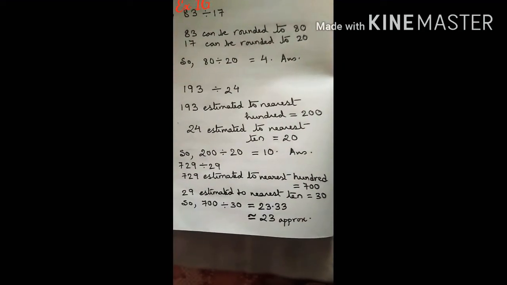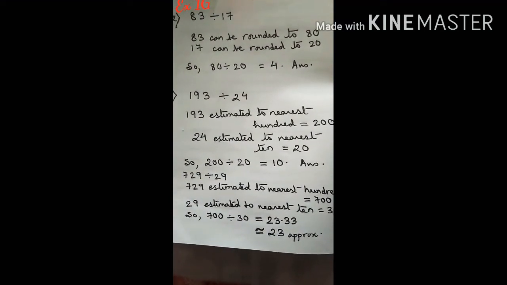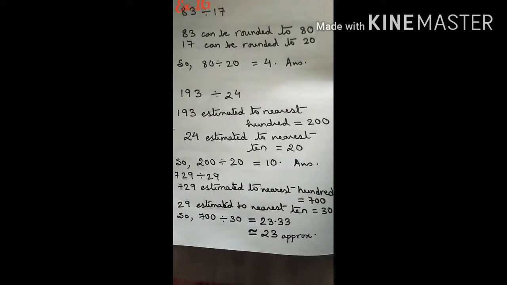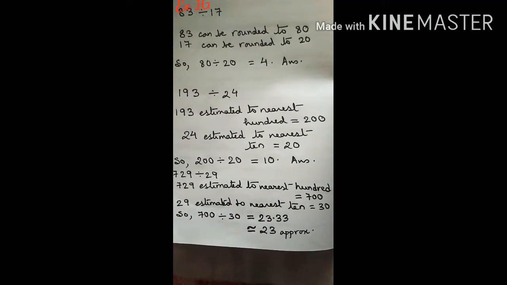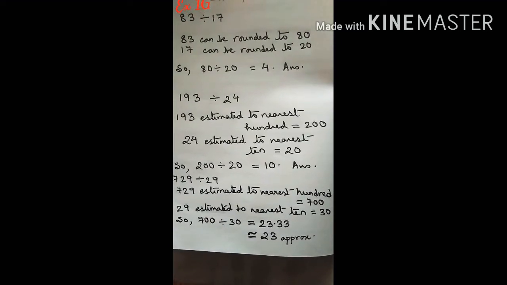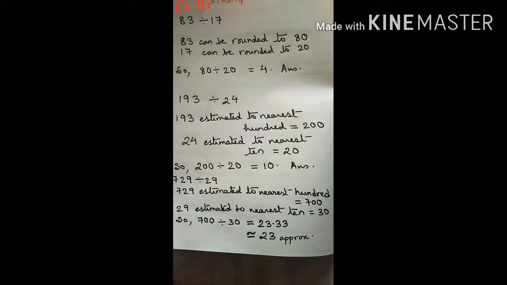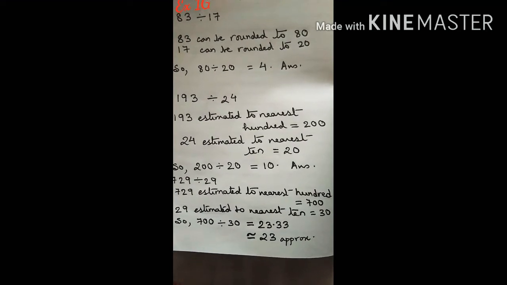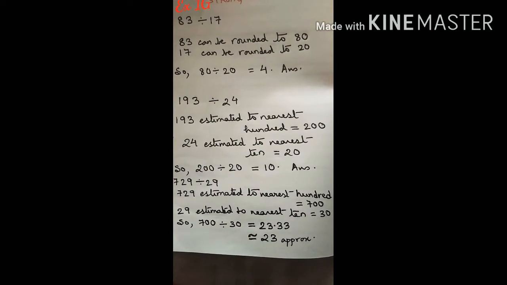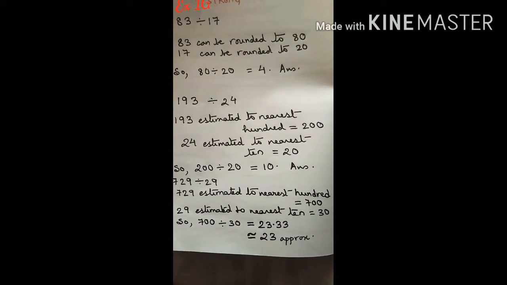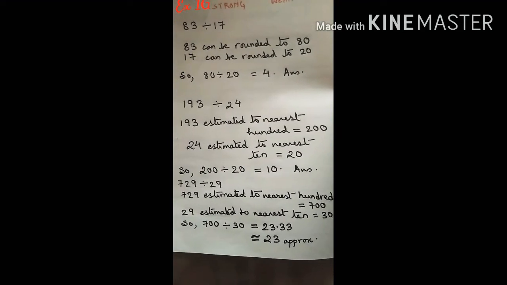Come to the next sum, question number 8, 729 divided by 29. 729 is a 3-digit number, we have to estimate it to the nearest 100. So 729 estimated to the nearest 100 is 700, and 29, a 2-digit number, to the nearest 10 is 30. So 700 divided by 30, we are getting 23.33. This is our estimate. So the approximate value will be 23.